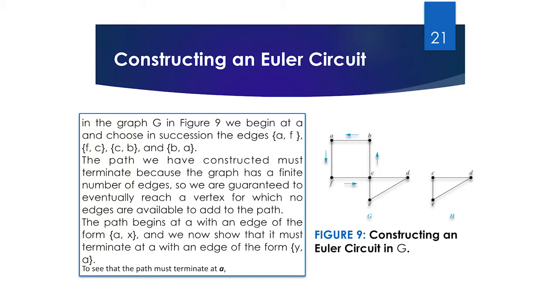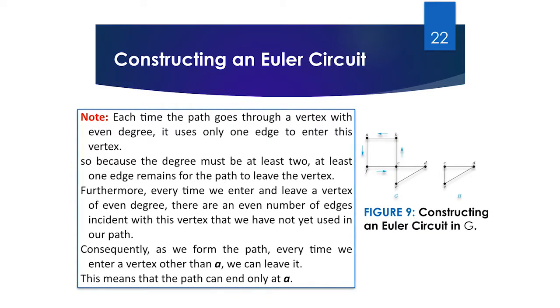The path begins at A with an edge of the form A and X, and we now show that it must terminate at A with an edge of the form Y and A. To see that the path must terminate at A, note that each time the path goes through a vertex with even degree, it uses only one edge to enter this vertex. So because the degree must be at least 2, at least one edge remains for the path to leave the vertex. Furthermore, every time we enter and leave a vertex of even degree, there are an even number of edges incident with this vertex that we have not yet used in our path.